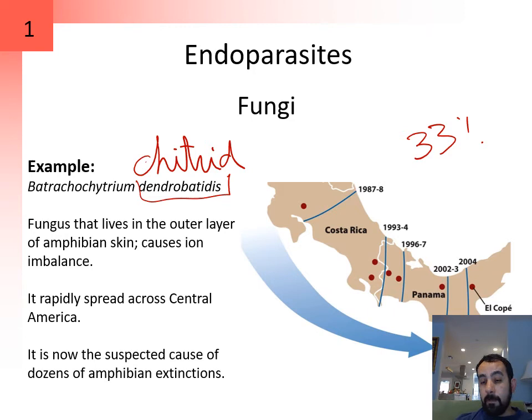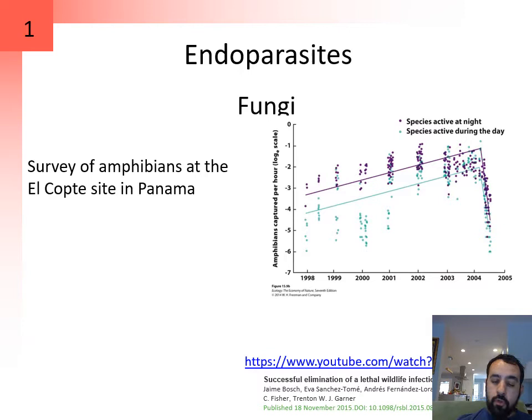So this graph here shows the survey of amphibians at a site in Panama, and it's in log scale, so this is in the thousands, right? So there's not minus four frogs, but thousands of frogs, right? And their populations, the species that were active at night, are shown in purple here. So these dots here show that, look at that, it starts good. When you were doing the surveys of these frogs, we actually figured out that the frogs were on the rise, somewhat. And then chytrid arrived there, and there's a huge collapse.